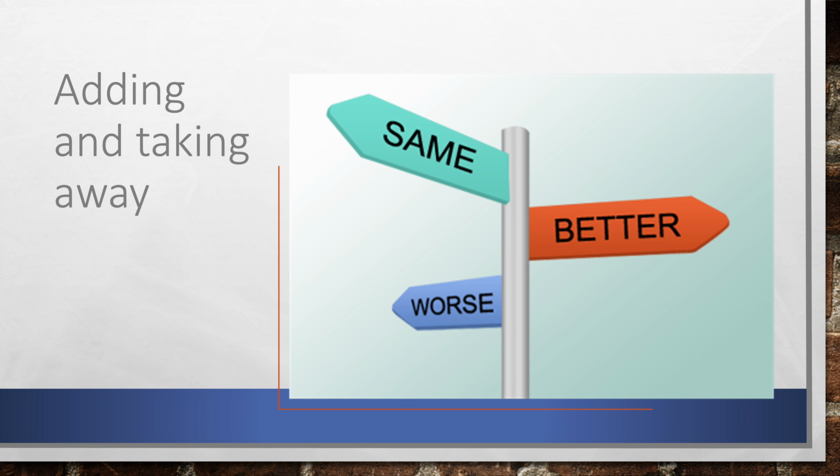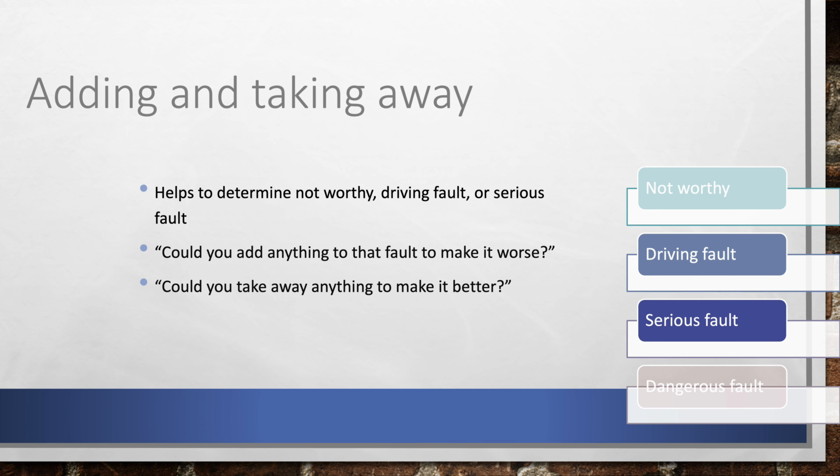Now, the final tool that examiners will use when they're working out if something is a driving fault, not worthy, serious or dangerous, is called adding and taking away. Again, it's a question that the examiner will ask themselves when they've spotted something that deviates from the defined outcome. Could you add anything to that fault to make it worse? Or could you take anything away from it to make it better? This lets the examiner almost visualise in their mind how bad or how good something is.